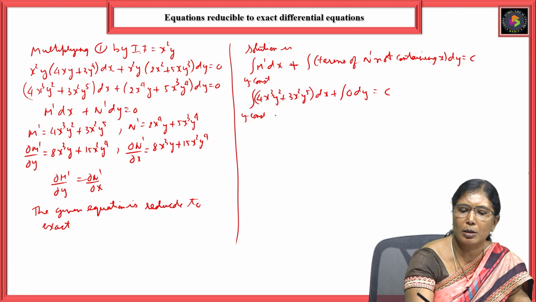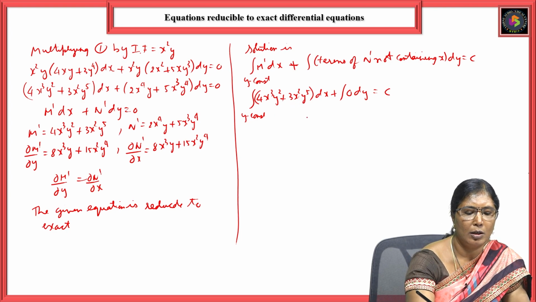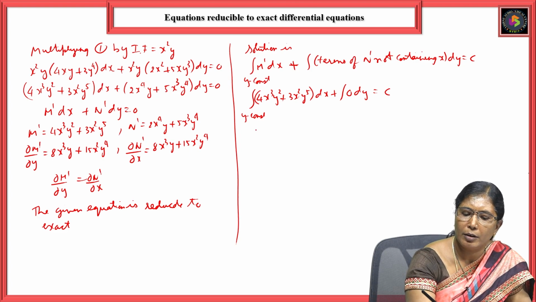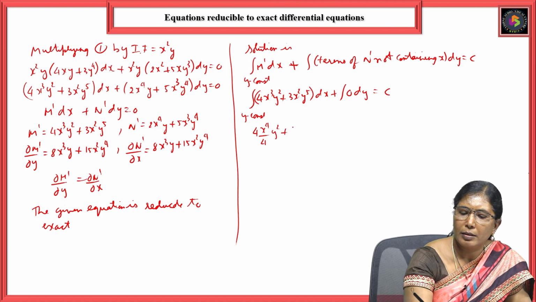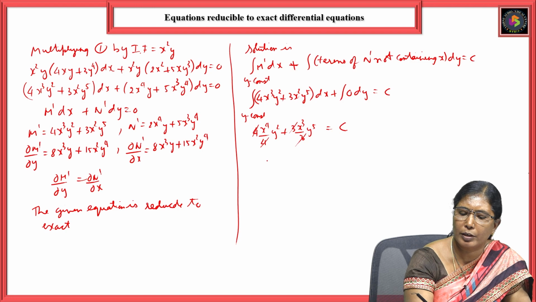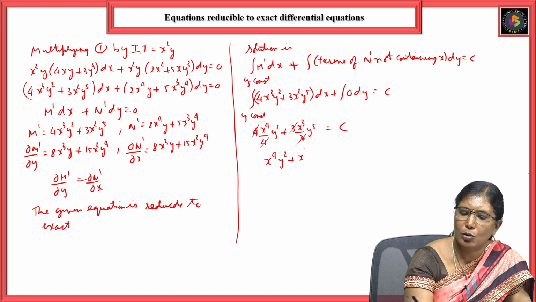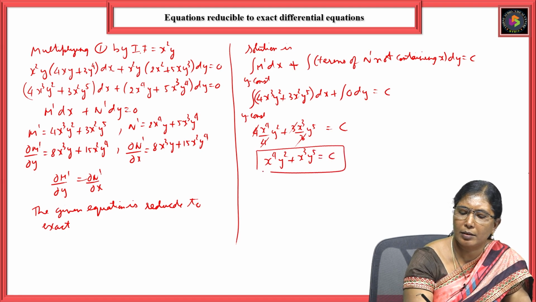Now integrate this with respect to x, keeping y as constant. So what is that? 4x to the power of 4 by 4, y squared, plus 3x cubed by 3, y to the power of 5, is equal to a constant. 3 gets cancelled, 4 gets cancelled. You get the answer as x to the power of 4 y squared plus x cubed y to the power of 5 is equal to c. So this is the answer.